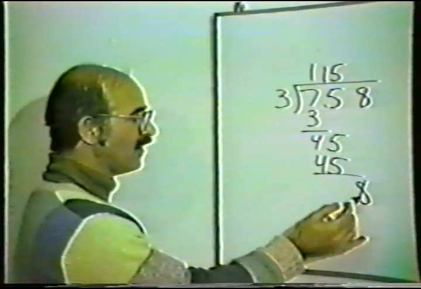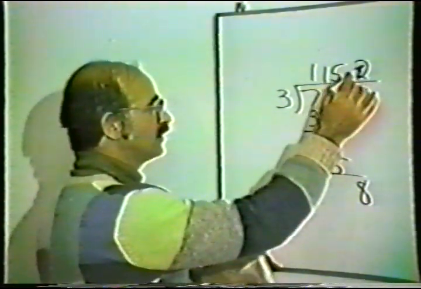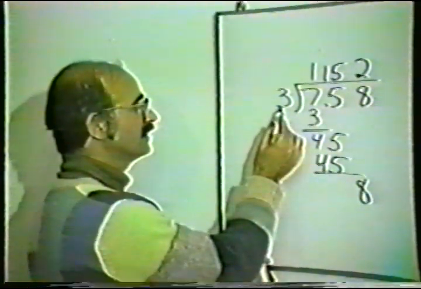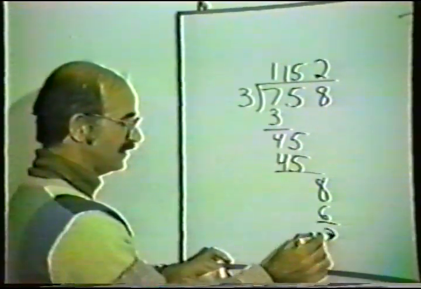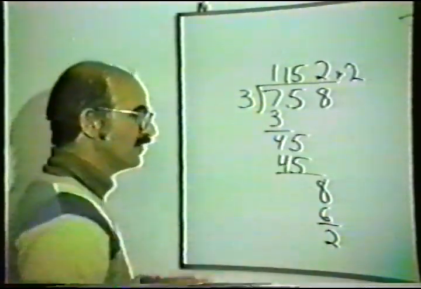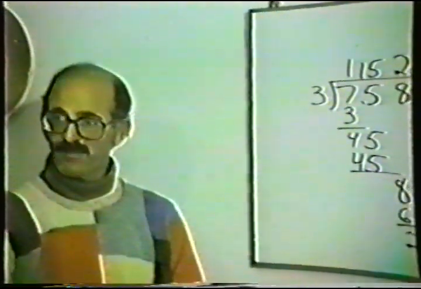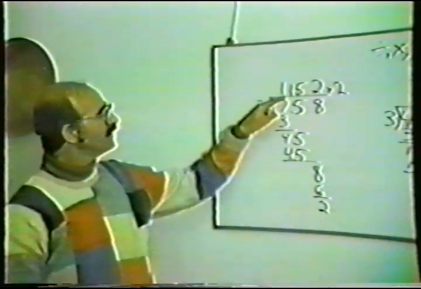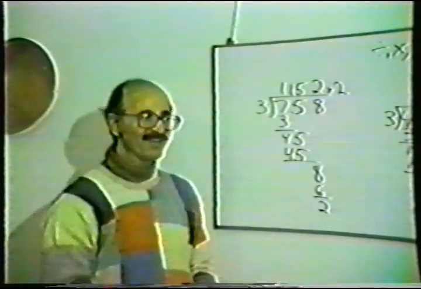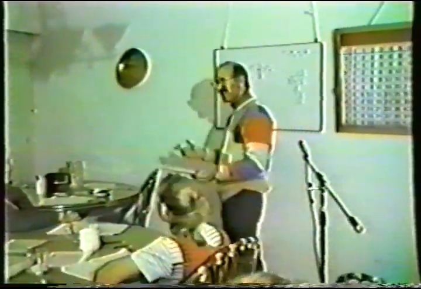3 into 8 goes, how many? Twice. 2 times 3 is 6. 8 take away 6 is 2. Remainder 2. Isn't that nice? If I had 758 apples for 3 people, each one would get 152 apples, and I'd still have 2 left. Now that's miraculous. Is that a miracle?